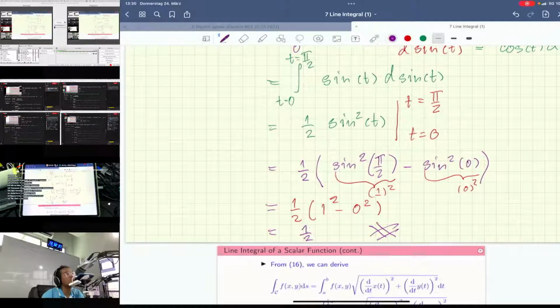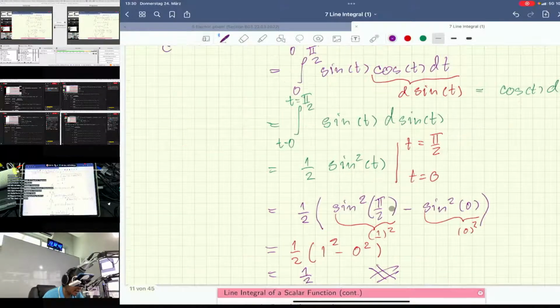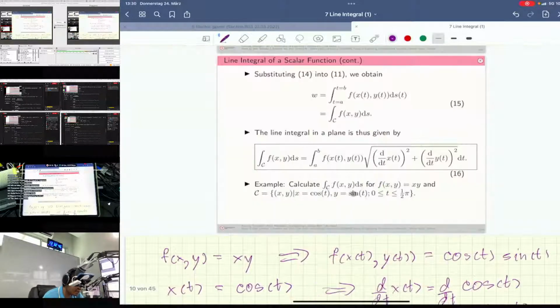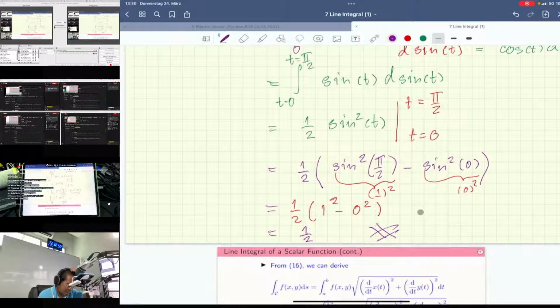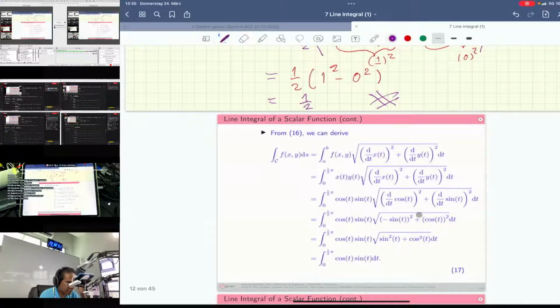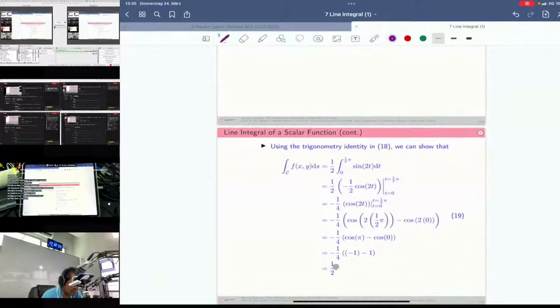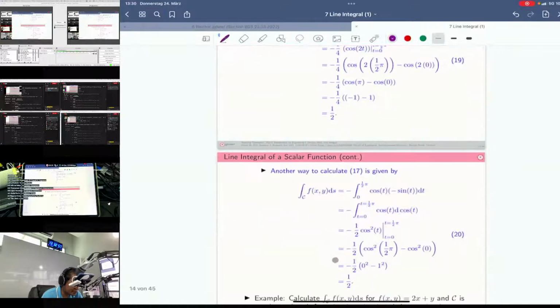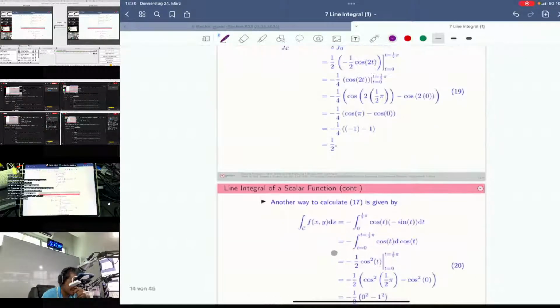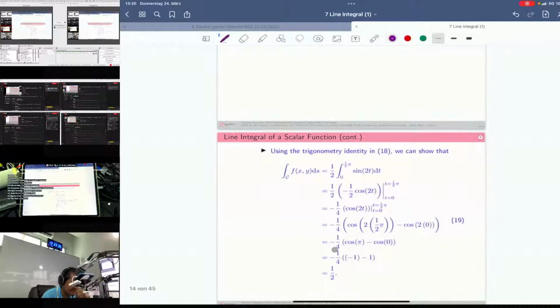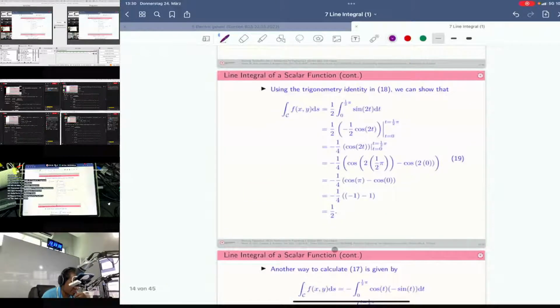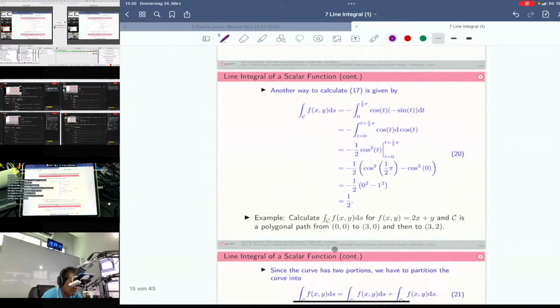If anyone has any doubts, please tell me. Okay, that's the line integral in the first example of this problem. I'm not sure whether it's correct or not, but let's see it. Yeah, the solution is 1/2.